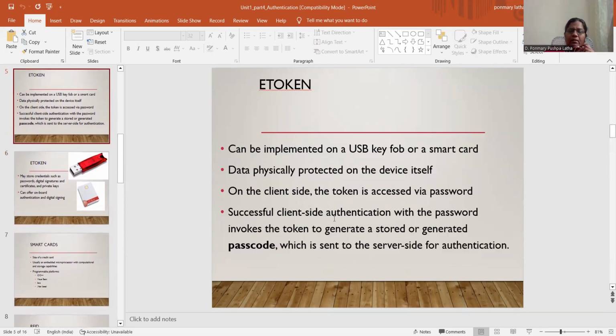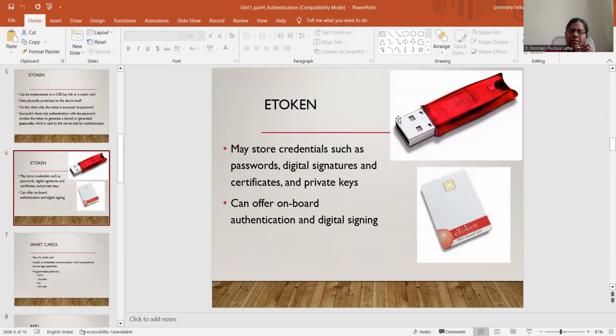On the client side, the token is accessed via password. So client authentication is done based on the password. Using the password, it invokes the token to generate a stored or generated passcode. It is then sent to the server side for the authentication. So this is an example.